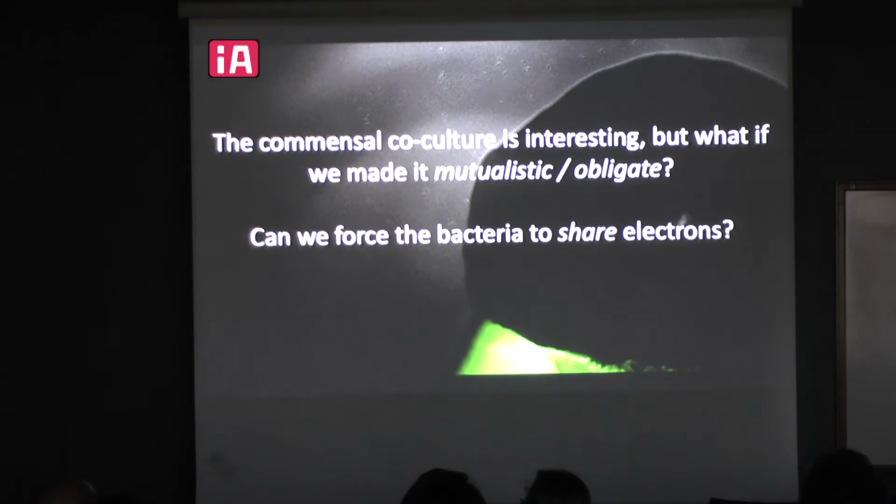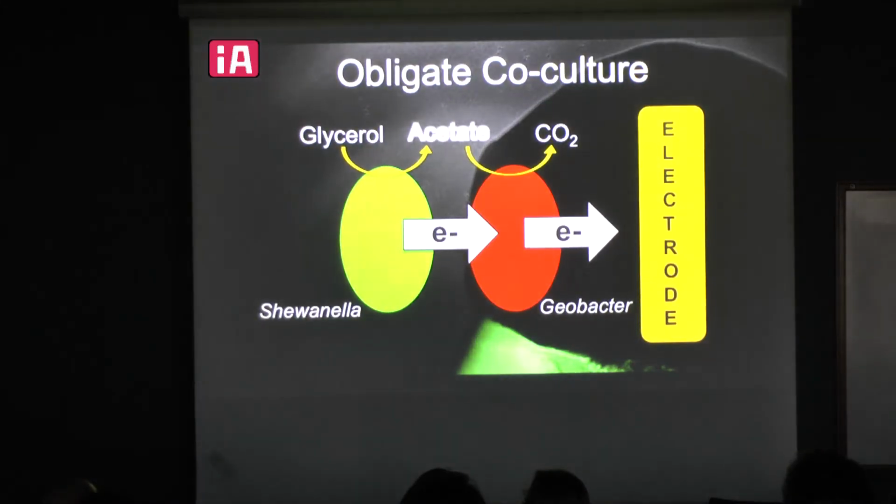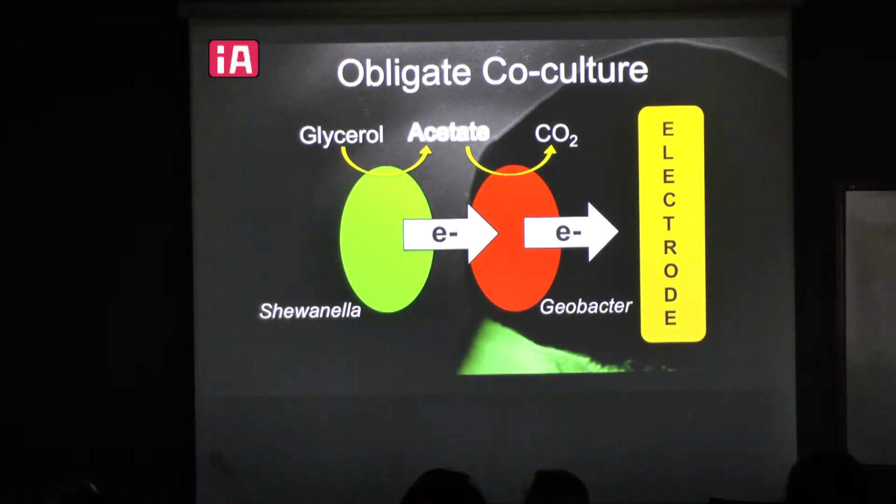And I mentioned to you, we're interested in whether we can force these bacteria to share electrons. For that, we have another electrode system here. Now, instead of a graphite electrode, we switch over to a gold electrode. For reasons that we don't really understand, Shewanella can't colonize gold electrodes. It's probably just a surface charge thing, but again, we don't quite understand that.